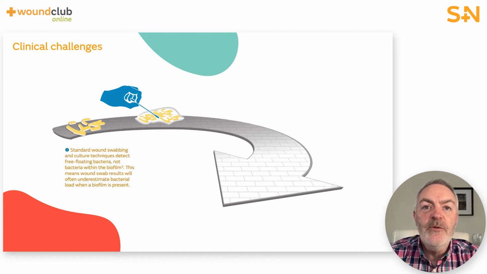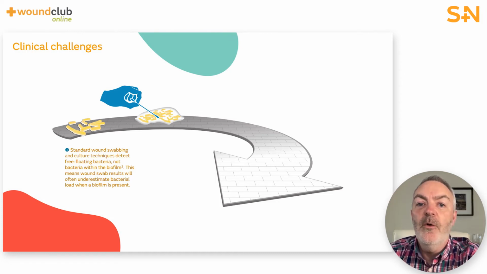Now, standard wound swabbing and culture techniques detect free-floating microbes. They do not detect the microbes within the biofilm itself. This means that when swabbing the wound, the results will often underestimate the microbial load when a biofilm is present on the host.